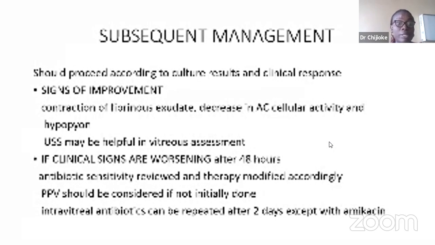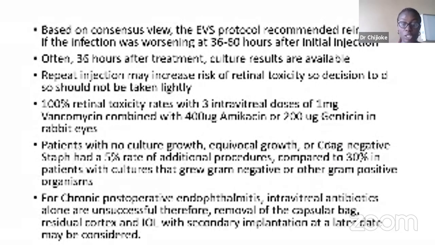Subsequent management should proceed according to culture results and clinical response. Signs of improvement include contraction of fibrinous exudates, and decrease in AC cellular activity and hypopyon. An ultrasound scan may also be helpful in assessing the vitreous. If clinical signs are worsening after 48 hours, antibiotic sensitivity should be reviewed and therapy modified accordingly. Pars plana vitrectomy should be considered if not initially done. Intravitreal antibiotics can be repeated after 2 days, except amikacin because it causes retinal toxicity.